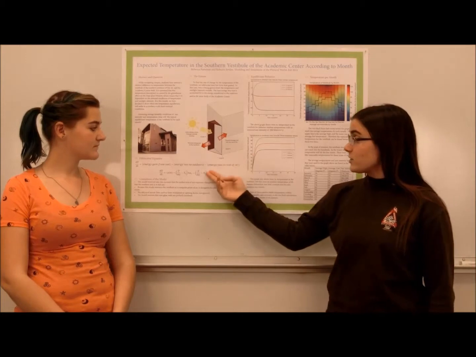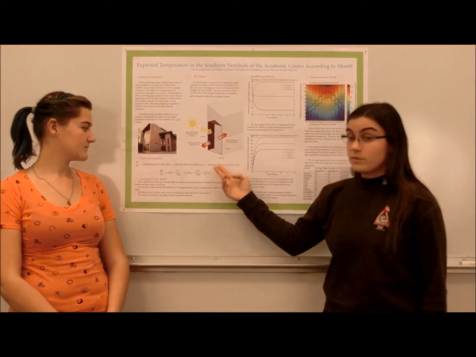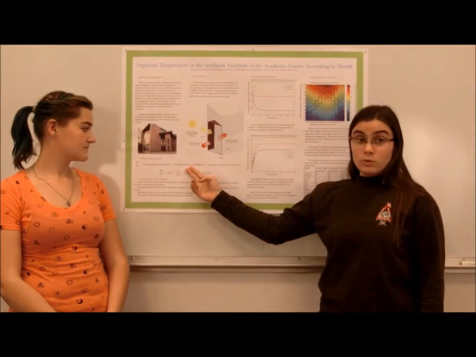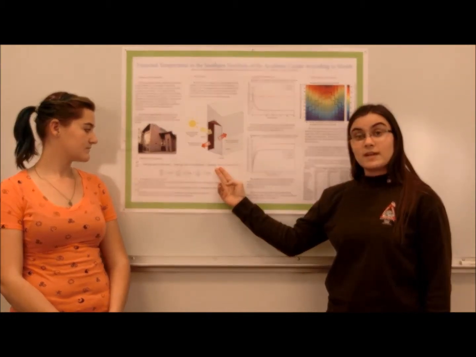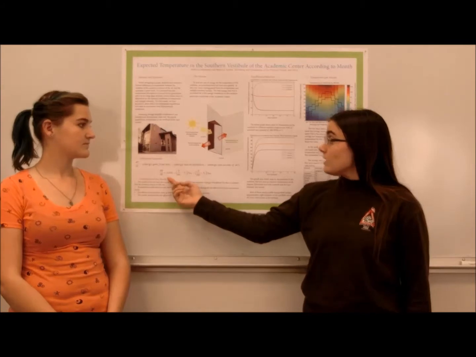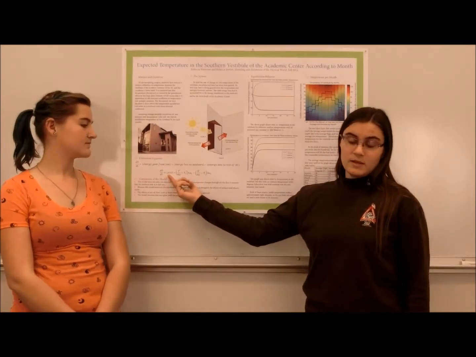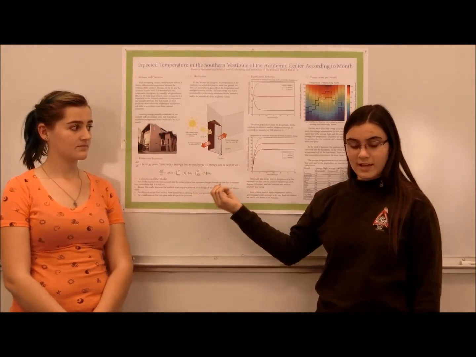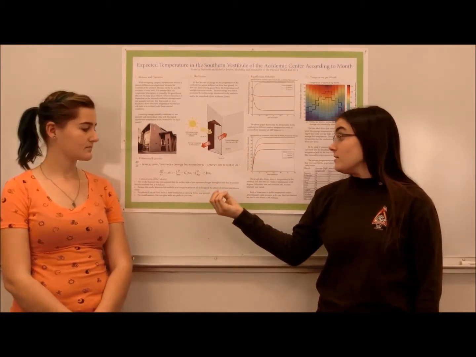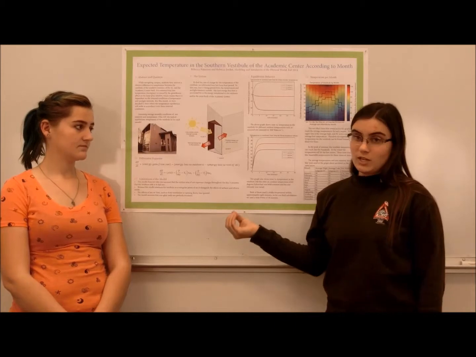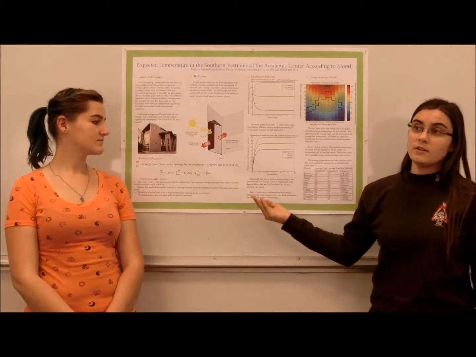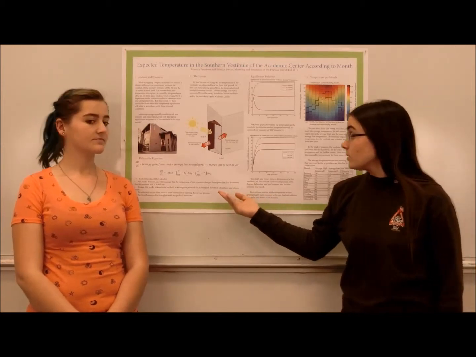We then created a differential equation for this model with three terms: the sun's radiation, the heat loss to the outdoors, and the heat loss to the rest of the academic center. The energy gain from the sun is dependent on the shininess of the glass, the reflectivity, or what percentage of the sunlight actually makes it through the glass, the intensity of the sun, which changes based on the season, and the area of the window that the sunlight is passing through.